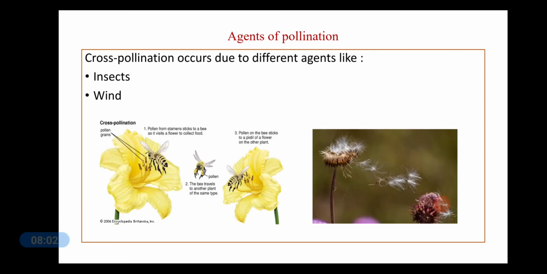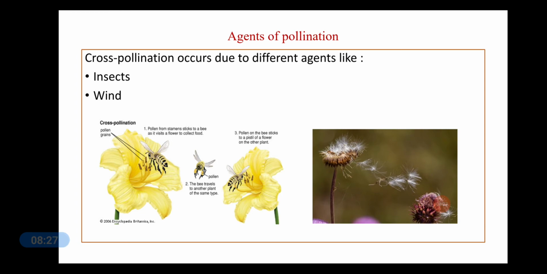Agents of pollination. For cross-pollination to occur, an agent must be available to transfer the pollen grains. So, to transfer the pollen grains from one flower to the other flower, we need certain agents. So, we call them the pollinating agents. There are four common agents.